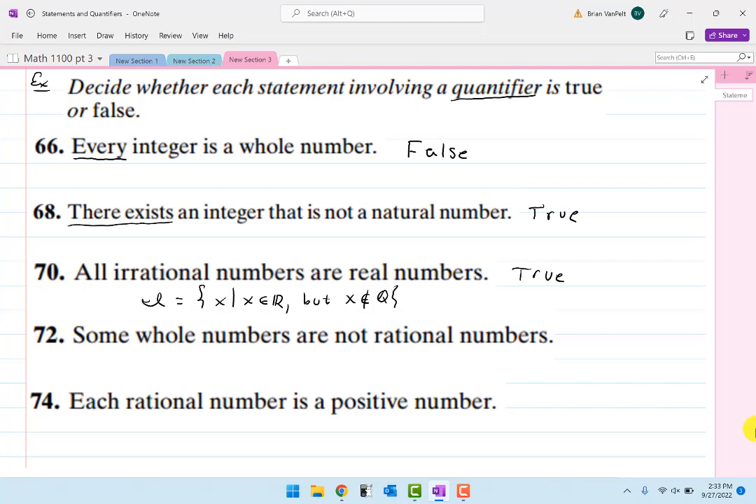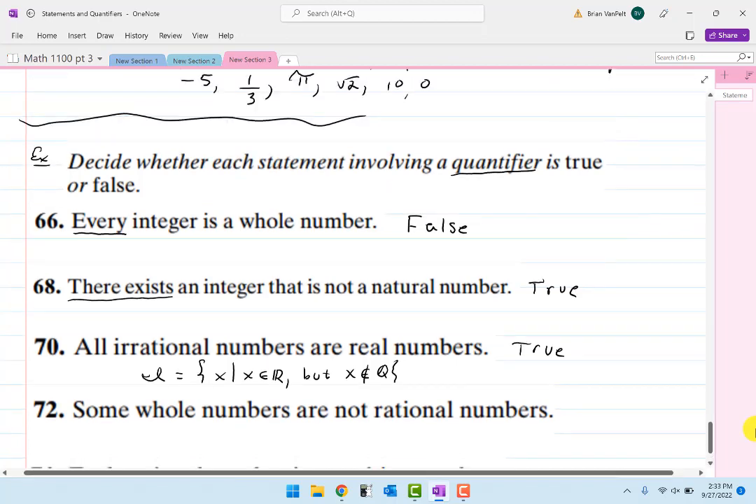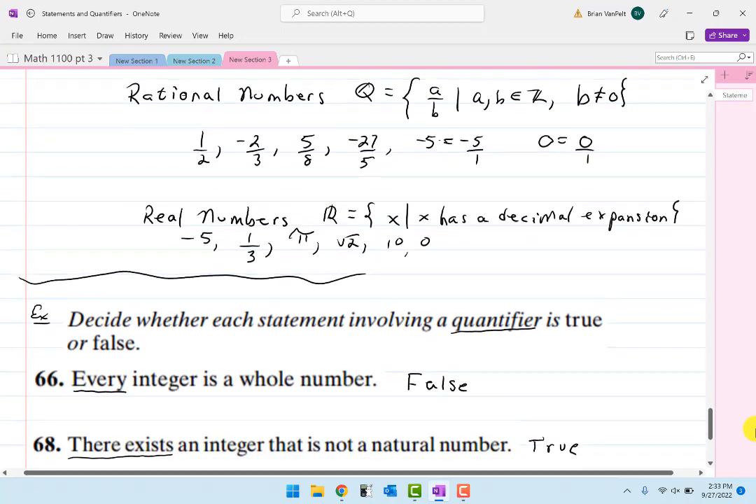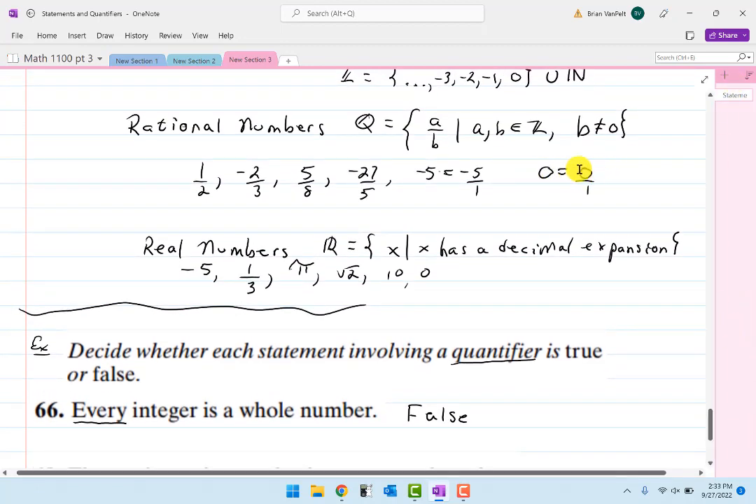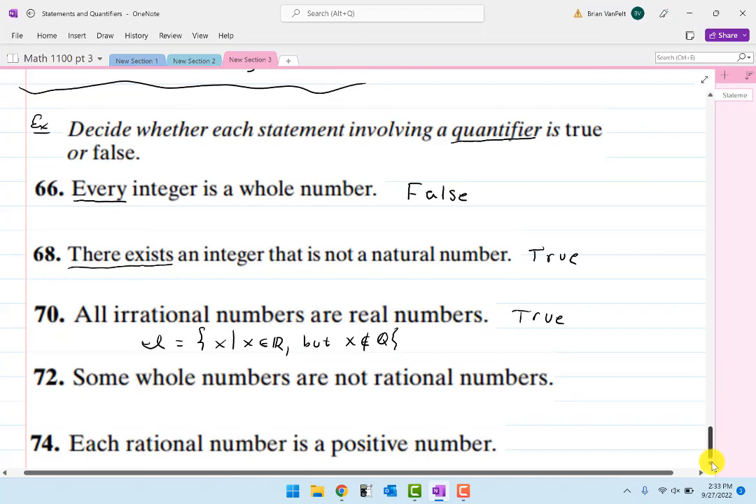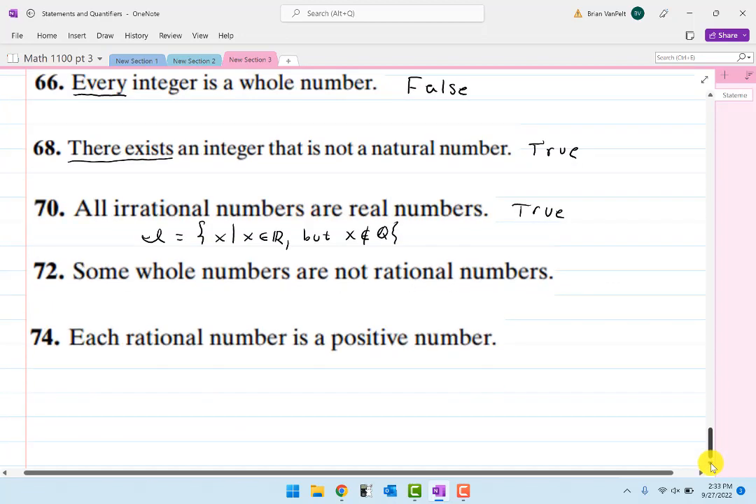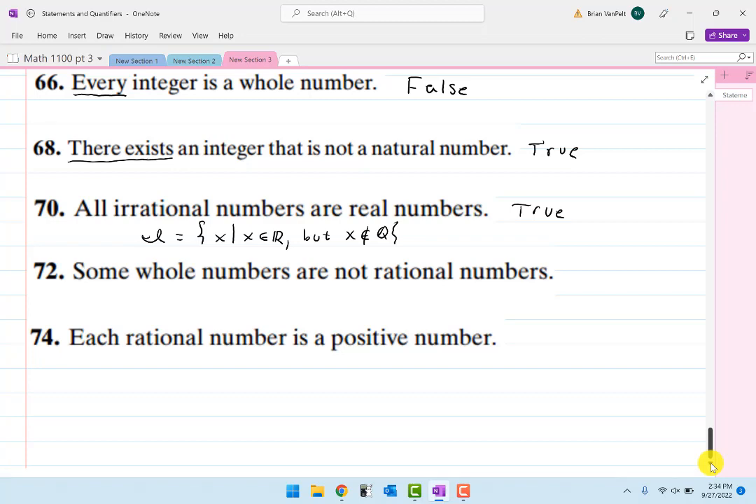The set of whole numbers are not rational numbers. I believe they are. Remember when I told you that rational numbers contain all the whole numbers, because all you got to do is take any whole number and divide it by 1, and you've made it into a fraction. So that, actually I didn't read that very carefully, did I? It says some whole numbers are not rational numbers. Well, we know all the whole numbers are rational numbers, so this is false.